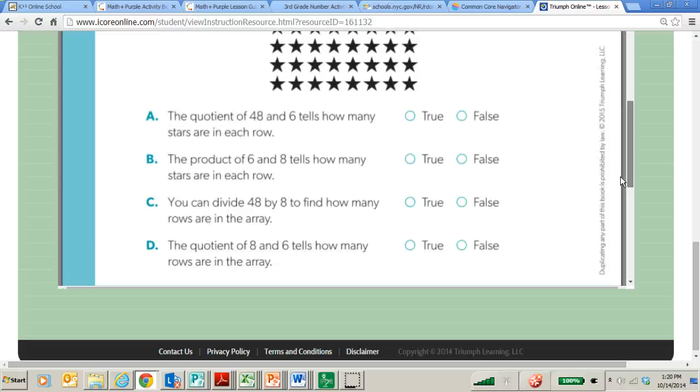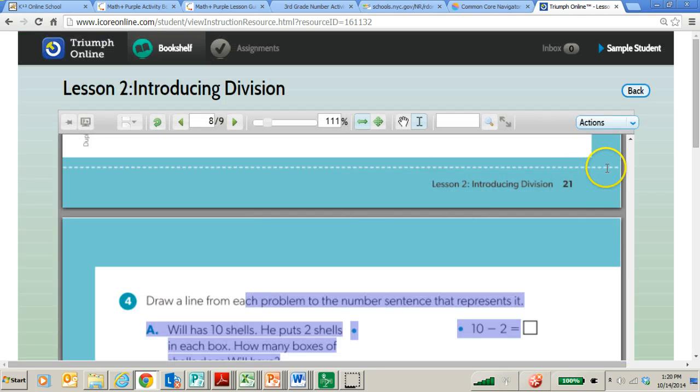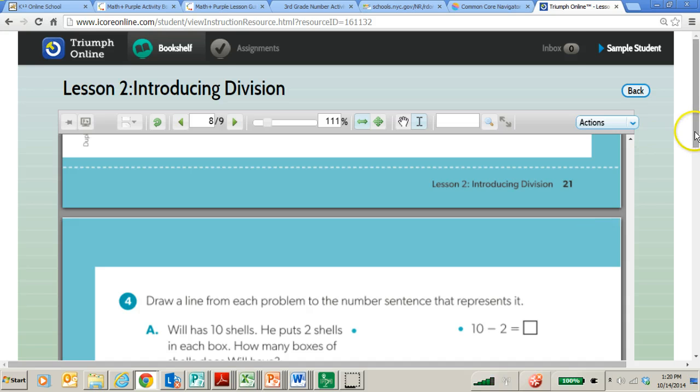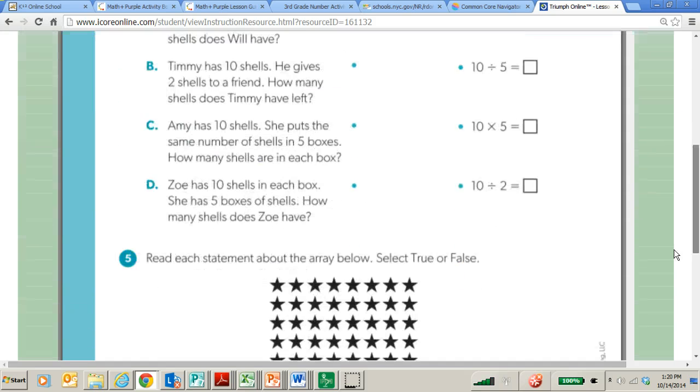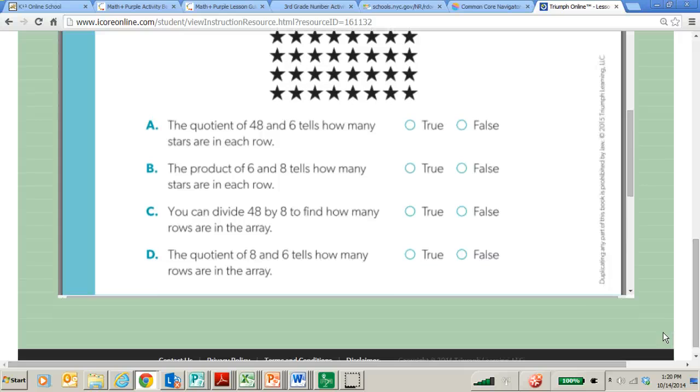The product of 6 and 8 tells how many stars are in each row. You can divide 48 by 8 to find out how many stars are in the array. Now with that, it says you can divide, that would not be false, because it says you can divide 48 by 8 to find out how many stars are in the array. Well, in the array, there's 48. So that kind of went backwards. So some of these are very tricky.